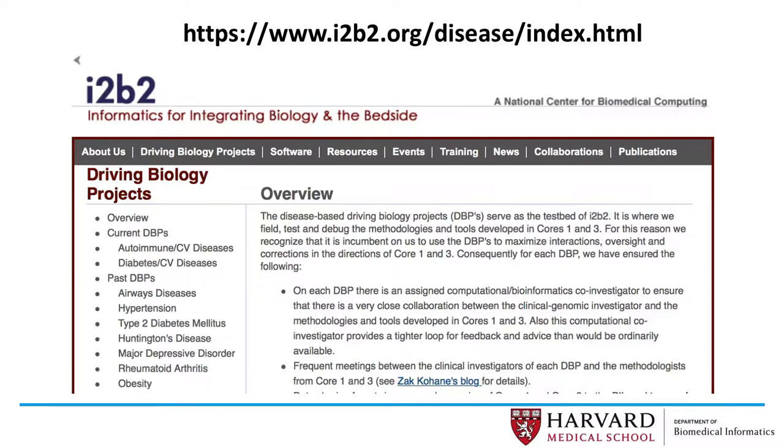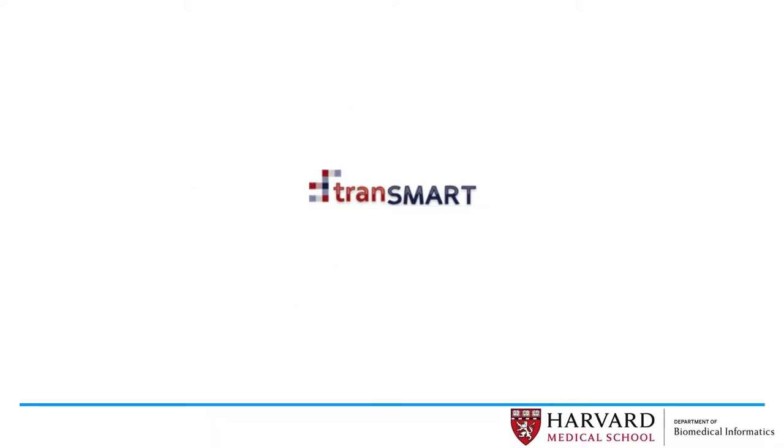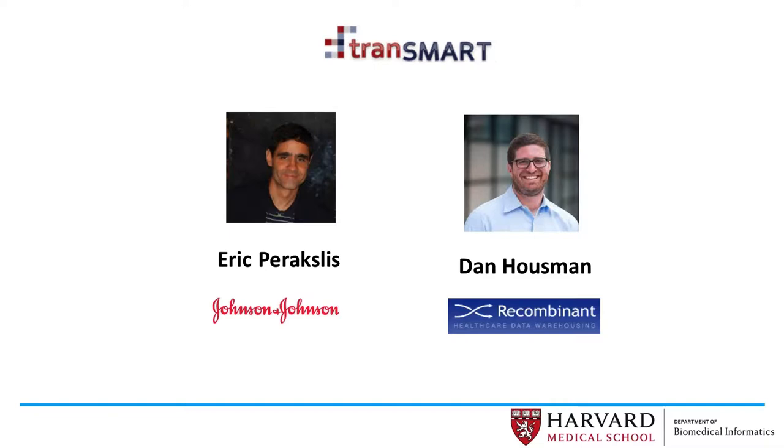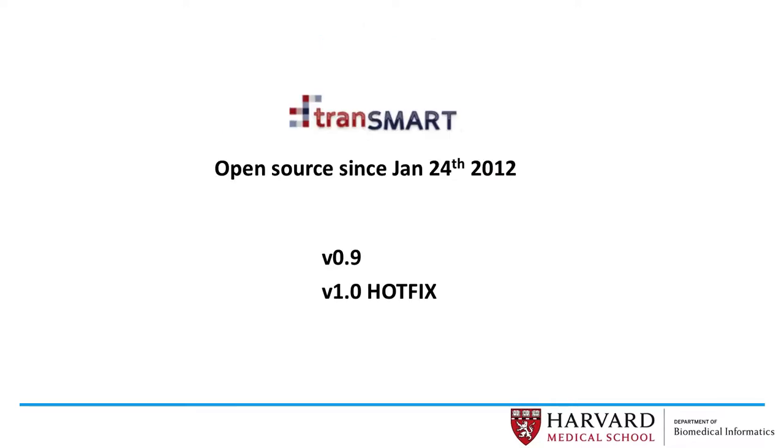And so what happened is Transmart came along, with Eric Perakslis, who is in the room, yes, he is. Around 2007, when he was the CIO of Johnson & Johnson, working with Recombinant, with Dan Housman, they took the i2b2 database model that was open source and added an application layer on top of it, on top of the actual i2b2 application, to create the Transmart platform that was first internal within J&J, and then became open source on the 24th of January 2012.